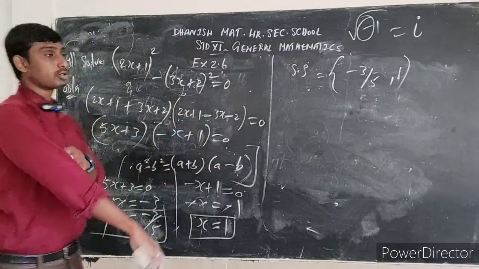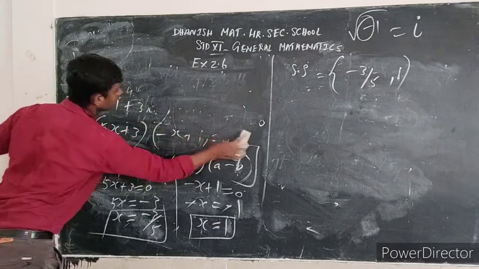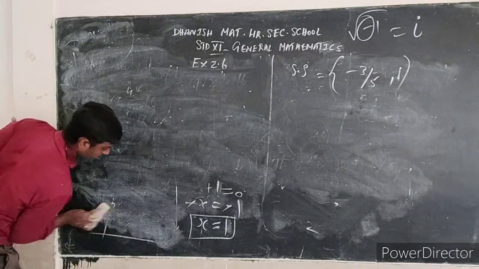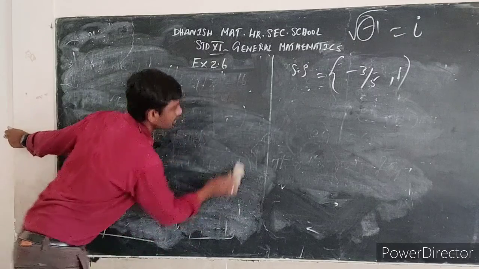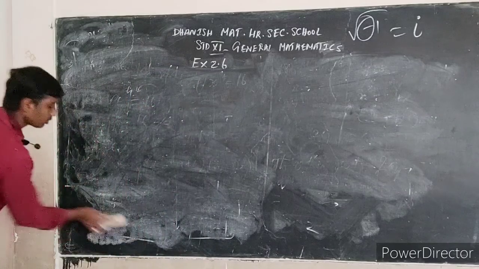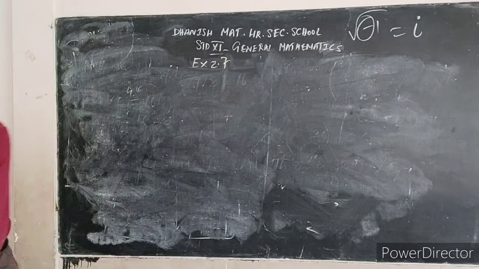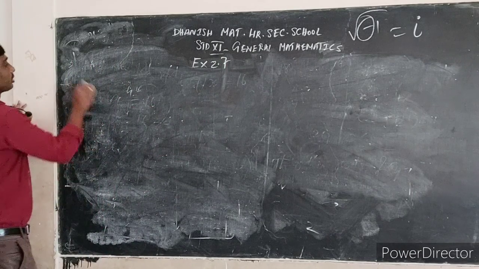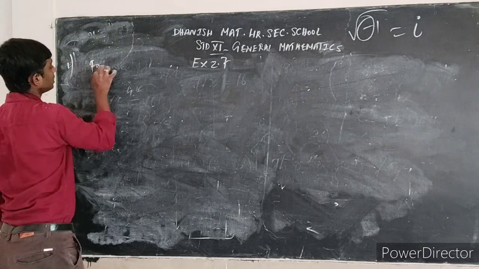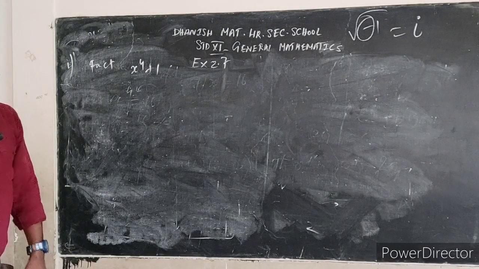Okay, so now we are going to see the exercise 2.7. So 2.7 is also using the same formulas only. It will be also the easiest formula. Exercise 2.7, first question. Factorize x power 4 plus 1. The hint is try completing the square.